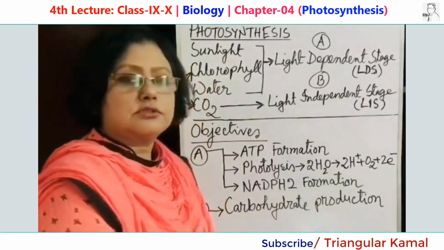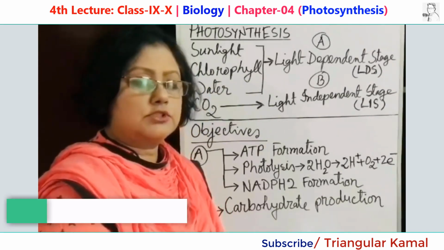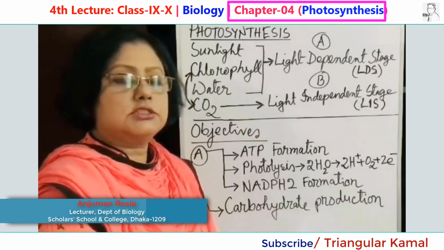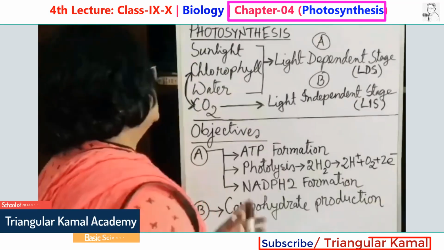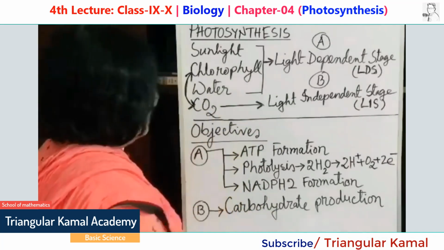So what is photosynthesis? You all know. Photosynthesis is the food making process of green plants. This photosynthesis occurs in the presence of 4 factors. What are those? Sunlight, chlorophyll, water and carbon dioxide.